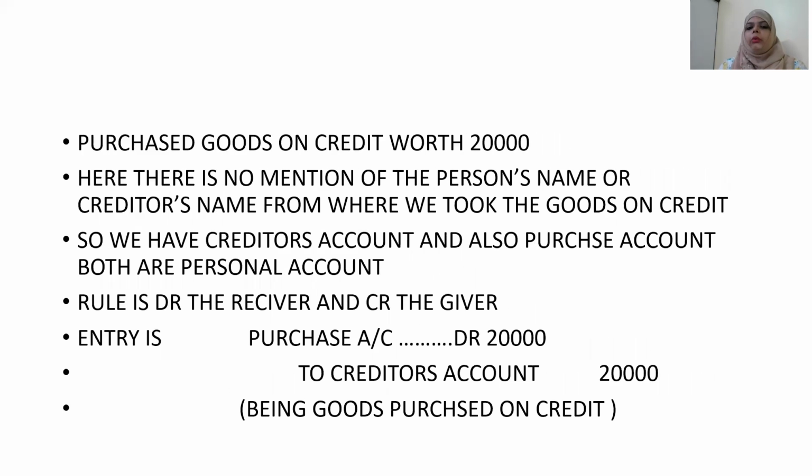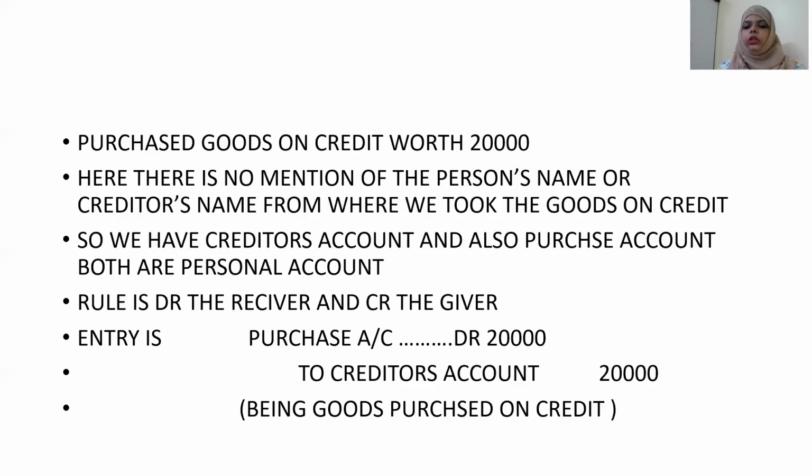Moving ahead, purchase goods on credit rupees 2,000. Here there is no mention of the name of the creditor. So we took goods on credit, but there is no mention of the person's name or creditor's name from whom we took the goods on credit. So here we have the creditor's account and also the purchase account, both of which belong to the category of personal accounts.